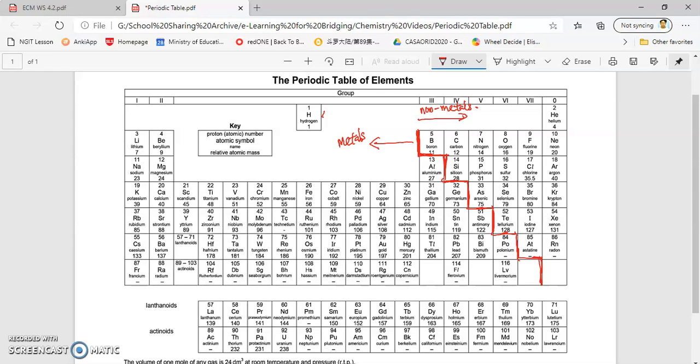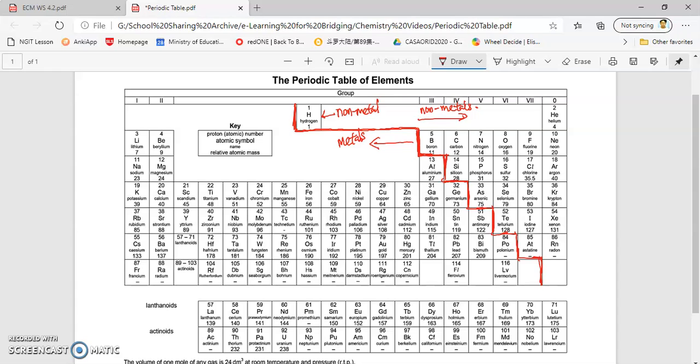Now hydrogen is a unique case, it's considered a non-metal. So maybe I shouldn't draw it, I should classify this as a non-metal. It's like in the middle of nowhere. So if I want to draw a little bit more, it could be like this. So this is how your staircase line would look. Hydrogen is considered a non-metal. So based on this, make sure you have drawn this.